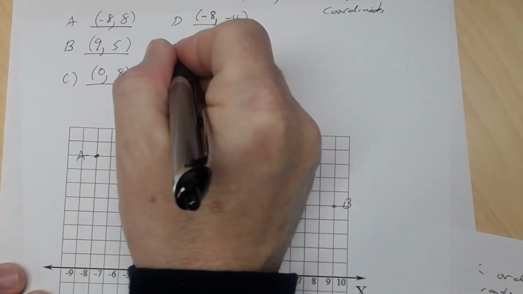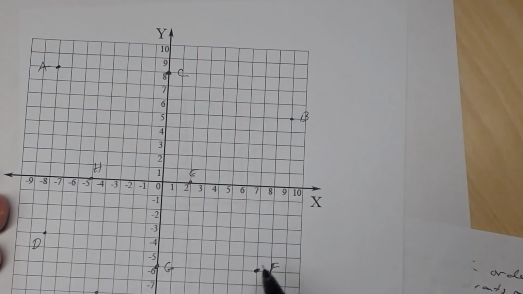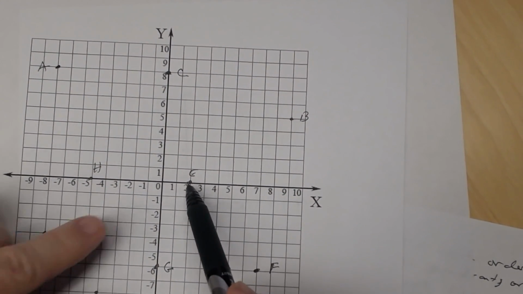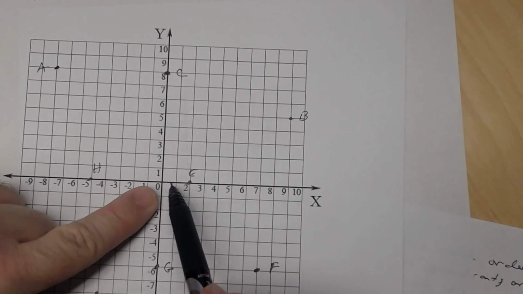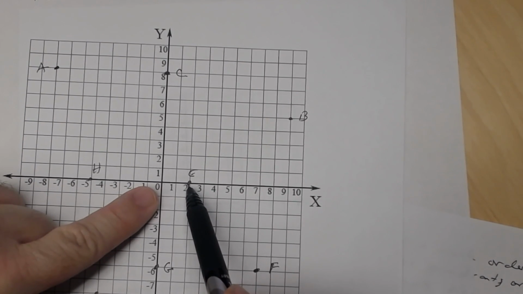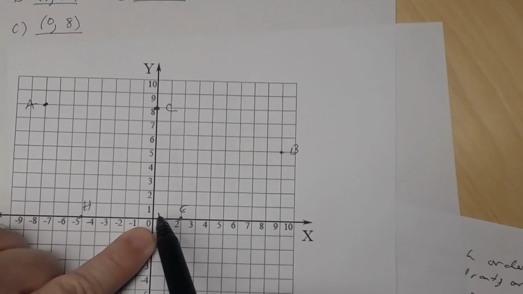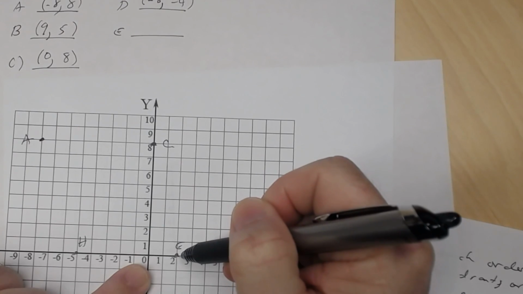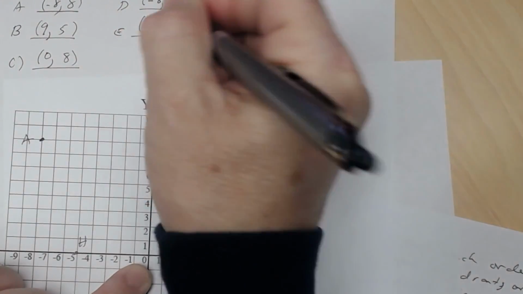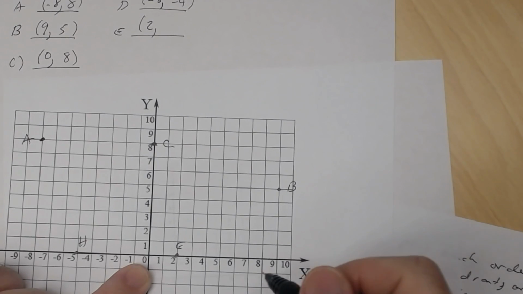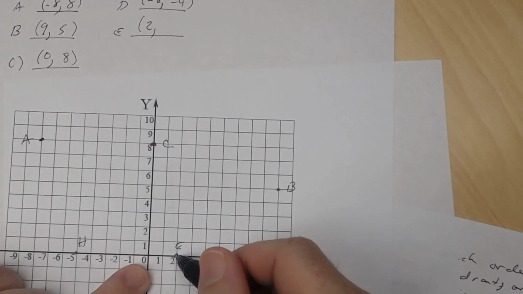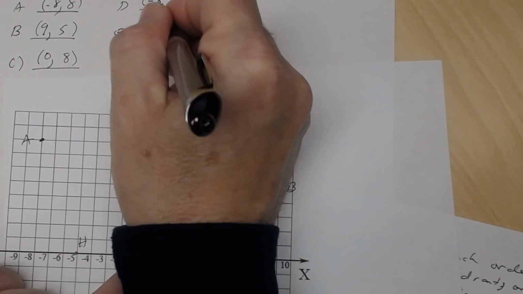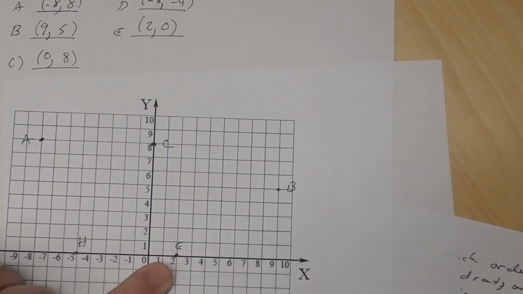All right, E. E is located right here. I start at the origin and go 2 units to the right. I don't go up or down because I'm already at that point. So determining E, I start at the origin and go 2 units to the right, so my x-coordinate is positive. Then, since I'm already at that point, I stop, so the y-coordinate is 0. That's the point (2, 0).